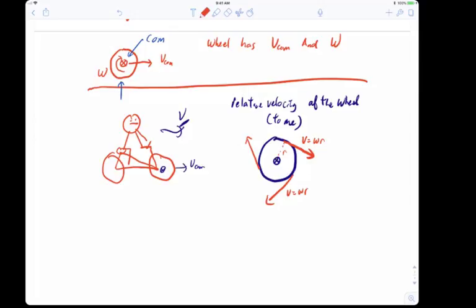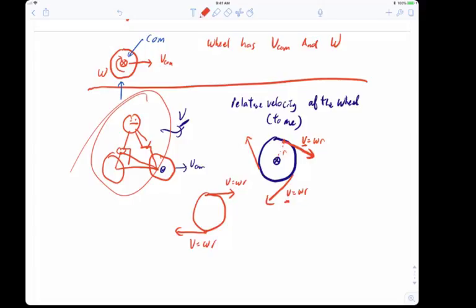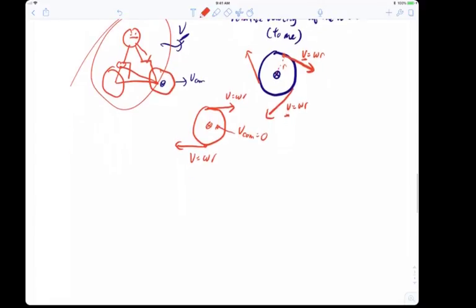Okay, so now for the fun part. The fun part is, as it rolls, how does it relate to the ground? So these velocity vectors are velocity vectors relative to me. I look at the wheel in front of me and I go, oh, the top of the tire is moving that way. The bottom of the tire is moving that way. V is omega r, V is omega r. You dig? V COM is equal to zero. These are, like I said, relative velocities.